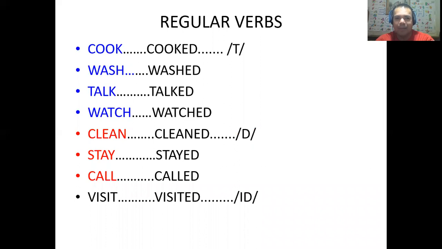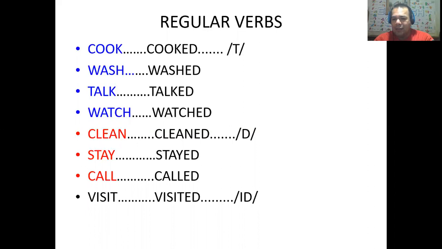So let's get started. So here we have some regular verbs. And if you see, here we have some blue color, red color, and black color. What that means is that we have three different pronunciations: the T sound, D sound, and IT sound. In the blue color, we have the T sound. Red color, we have the D sound. In the black color, we have the IT sound. So these words are gonna help us out, okay, to create the paragraph I was telling you about, which is about my last weekend. So let's start.